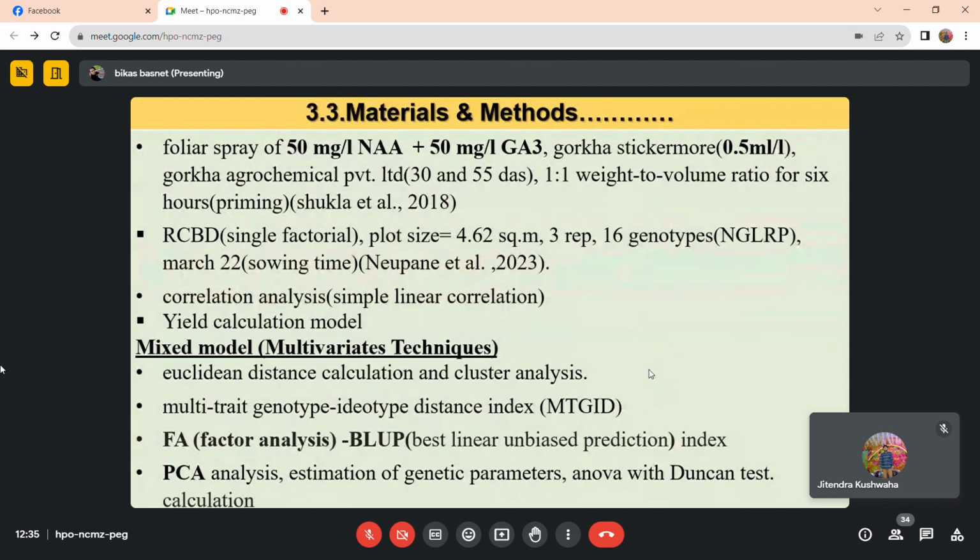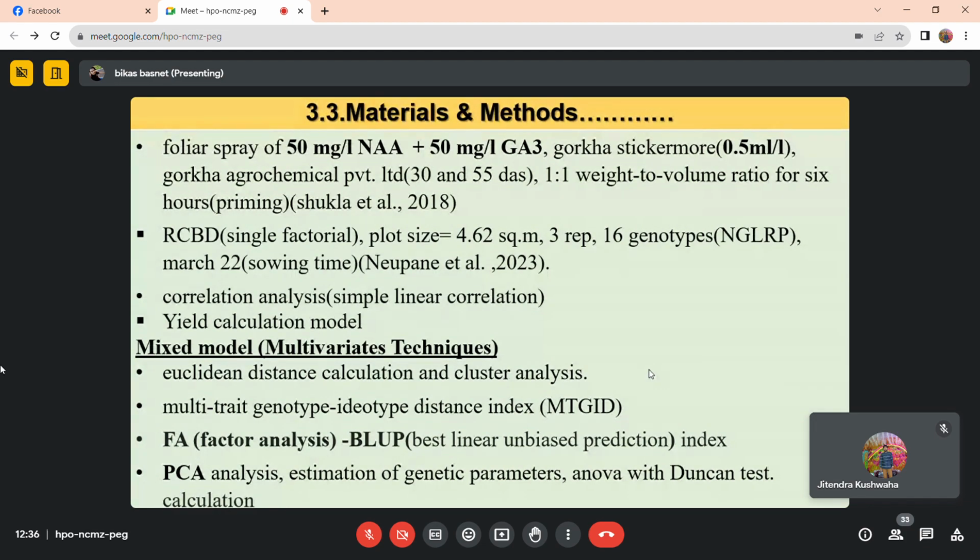And here is the materials and methods section where I use the standard research dose, that is 50 milligram naphthalic acid and 50 milligram GA3, as foliar application techniques. And one of the stickers that I use for the phytohormone application is Gorkha Sticker with the standard research dose of 0.5 mg per liter, which increases the efficiency of the phytohormones during foliar applications.